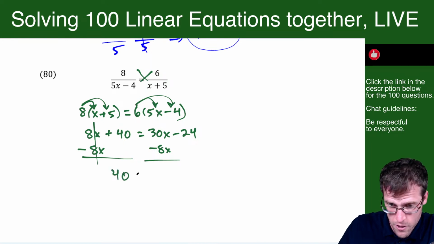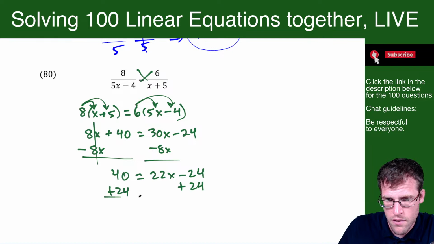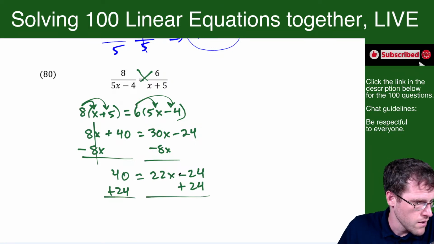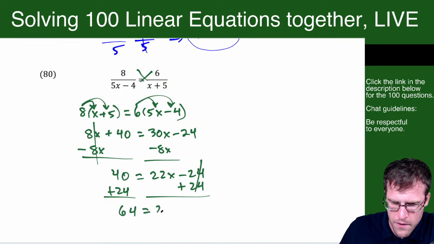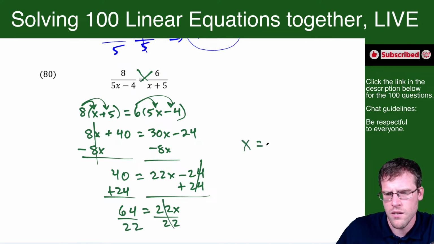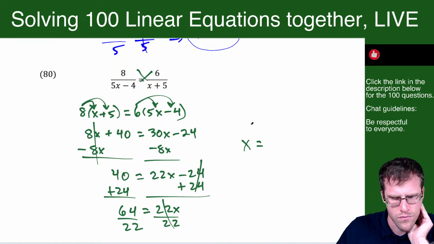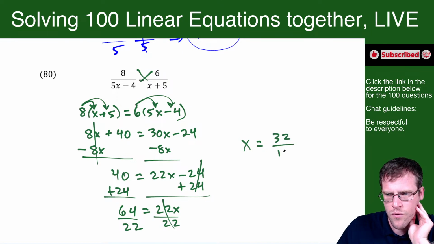So we have 40 equals 30x minus 8x is 22x. We have minus 24. So go plus 24 on both sides. Okay. So now we have 64 equals 22x. And now divide both sides by 22. And let's just see here. This number looks kind of funky. Let's see. Divide the top and bottom by 2, and you're going to get 32 over 11.